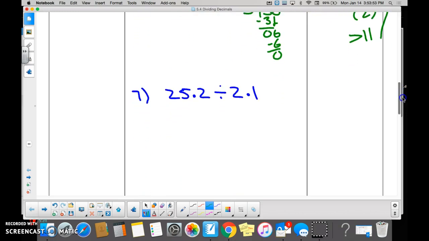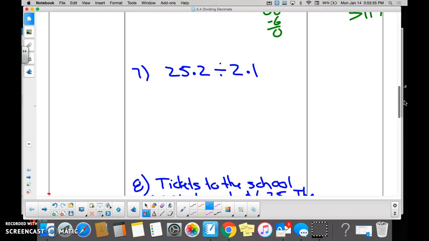Number 7, 25 and 2/10 divided by 2 and 1/10. If I were to write that correctly, we know that the first number goes inside the box, and the second number, or the divisor, goes outside the box. Dividend inside, divisor outside.